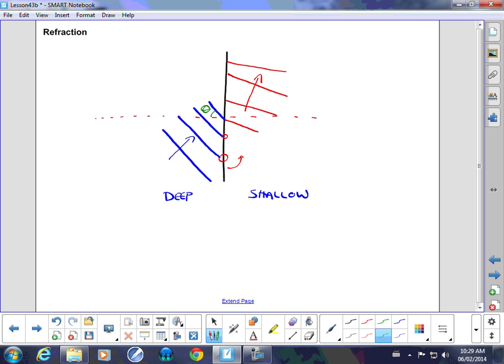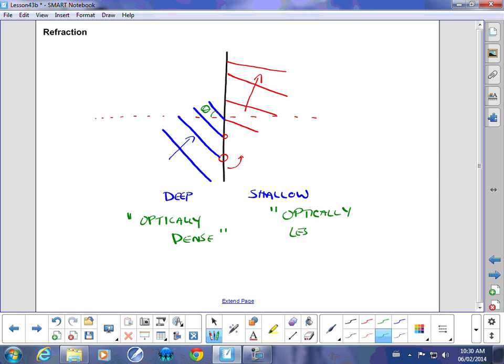So when we talk about light, we're not going to be talking about deep, but about optically dense. And you might have already done this in the grade 10 class. And this is going to be optically, obviously, less dense. The flip side. And what happens is that it's like a pool. As you move to something less dense or less deep, you speed up, or you're allowed to speed up.